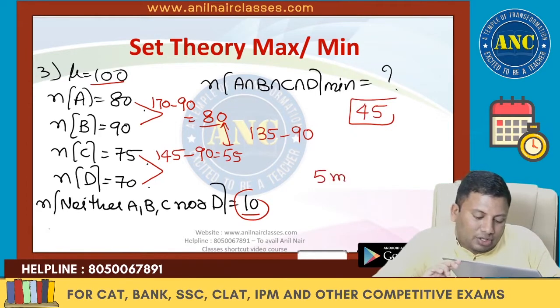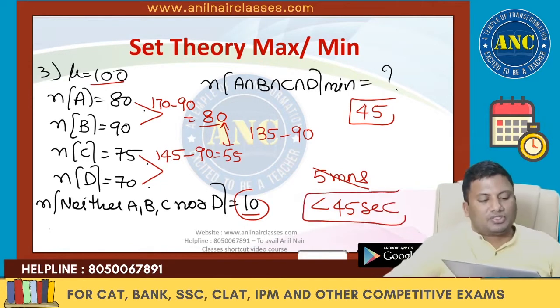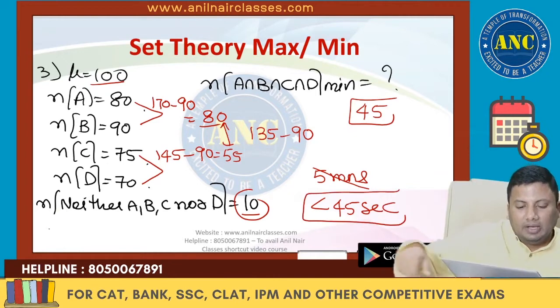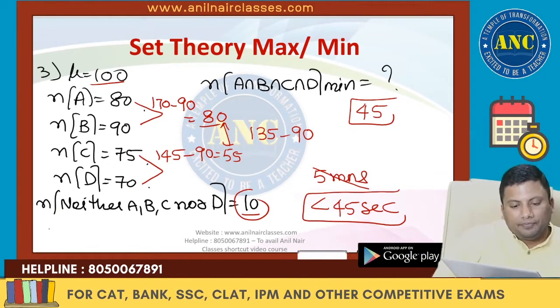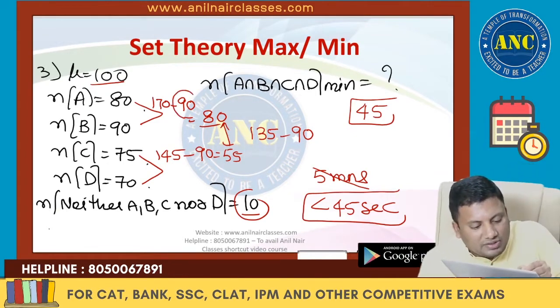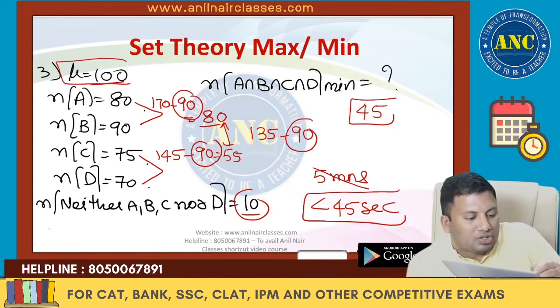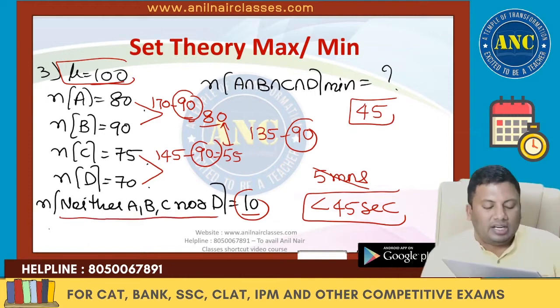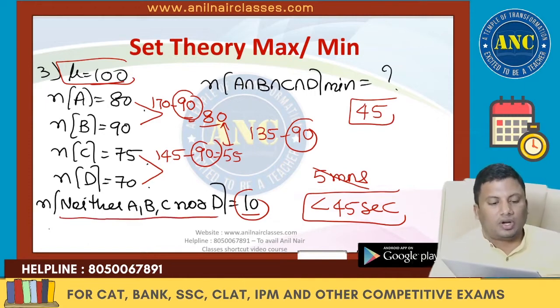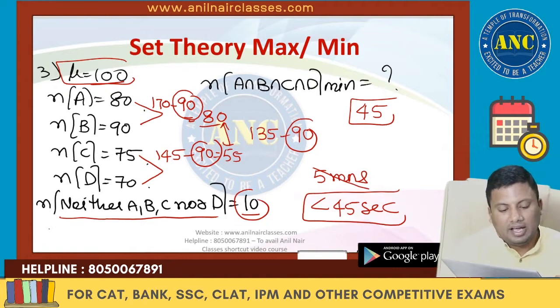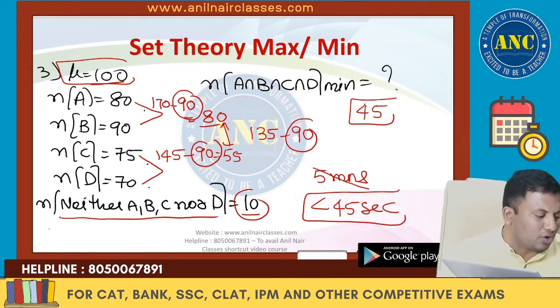A 5 minutes question can be translated into less than 45 seconds if you know Anil Nair's way of solving the question. 80, 90, 170. Why I took the base value as 90? I hope it is clear, because in the previous question neither A, B, C nor D was 0, so I took it as 100. Now it is 10. 100 minus 10 is 90. I hope the idea is clear. Very easy question if you know it.